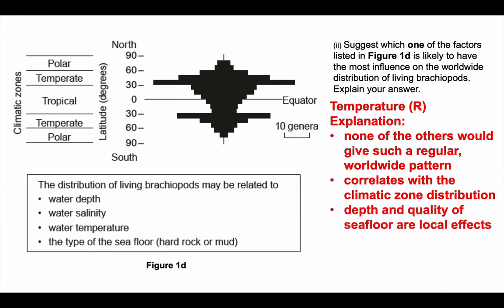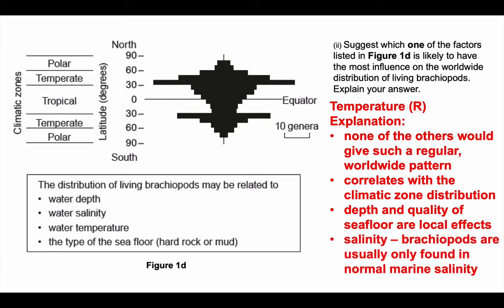Particularly then when we look at some of the other factors that you're offered from this menu of choices, they're all local effects. You're not going to see a global pattern of distribution as we see on this graph. And for salinity, well, salinity is, again, a very localized feature. Normal salinity, where brachiopods live, is everywhere.